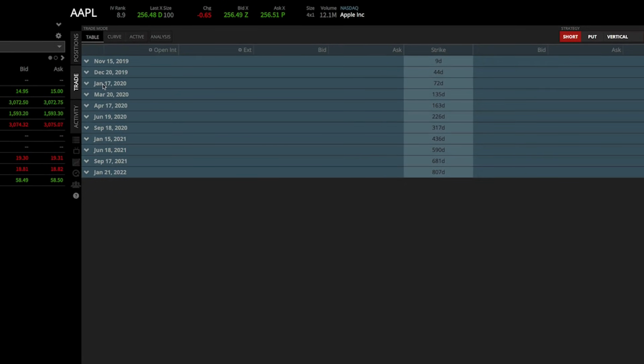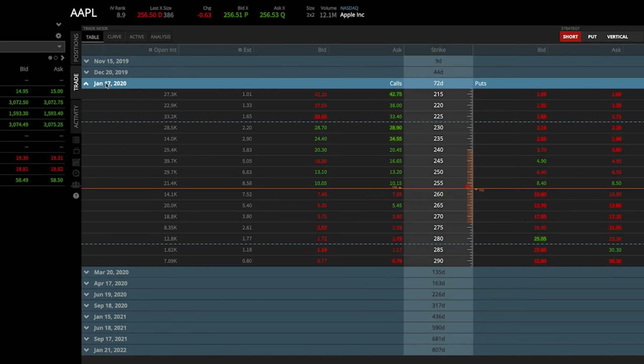I'm going to go ahead and open up the January 2020 options with 72 days until expiration. So all I have to do is click on January 2020, and this will drop down the options in the January expiration cycle, and all of these call options and put options have 72 days until expiration. On the left hand side we have the call options, and we can see we have a bid price and we have an asking price.